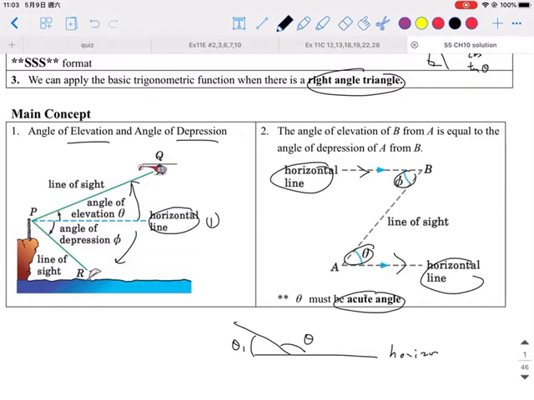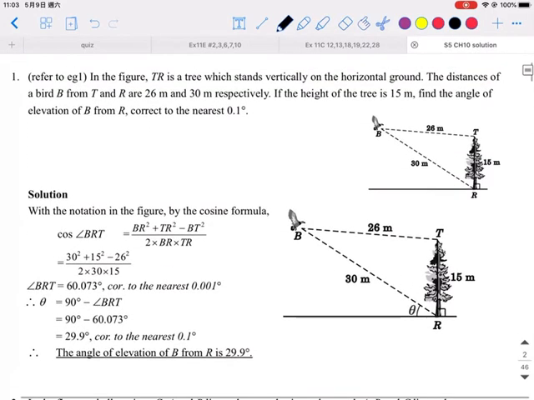Okay, so now let's jump to the examples. How can I solve this problem? First of all, you need to figure out whether it is a right angle triangle or any triangle. And second, you need to think about whether to apply the sine formula or the cosine formula. When you encounter a right angle triangle, you can apply the trigonometric functions easily.